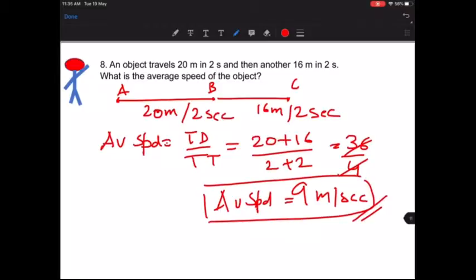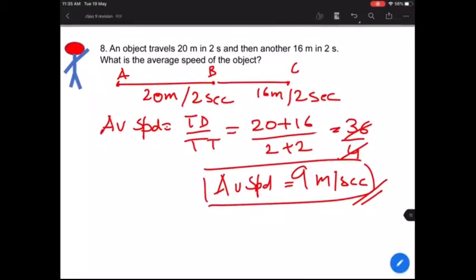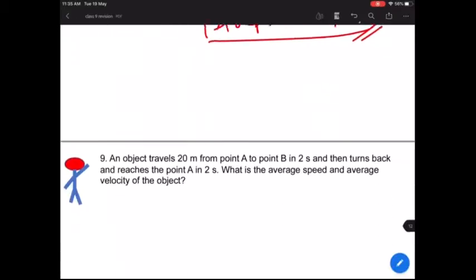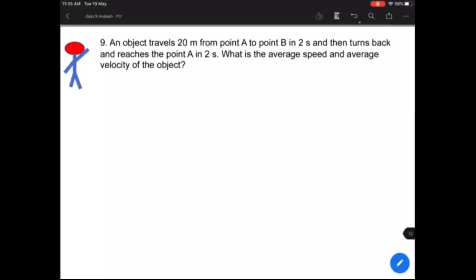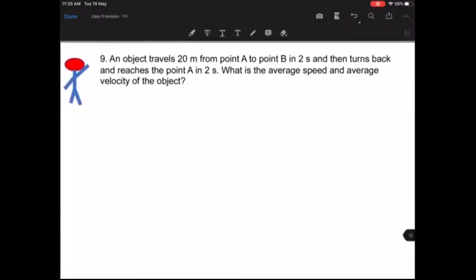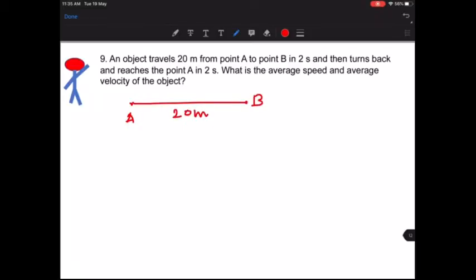Simple? Very nice. So this is the simplest expression of average speed and average velocity. Now I'll give you one more twist to the same equation. It is a similar question, but I've changed it now. It travels 20 meters from point A to B. So suppose this is point A, goes to point B here, and this distance is 20 meters. And it travels in 2 seconds. So same situation as in this case.